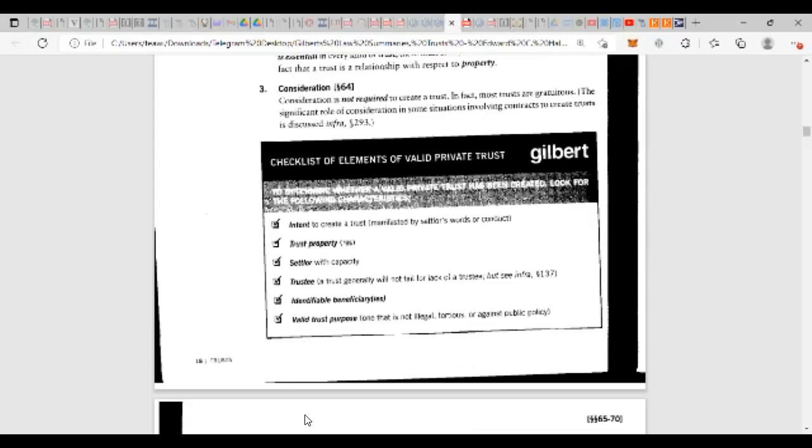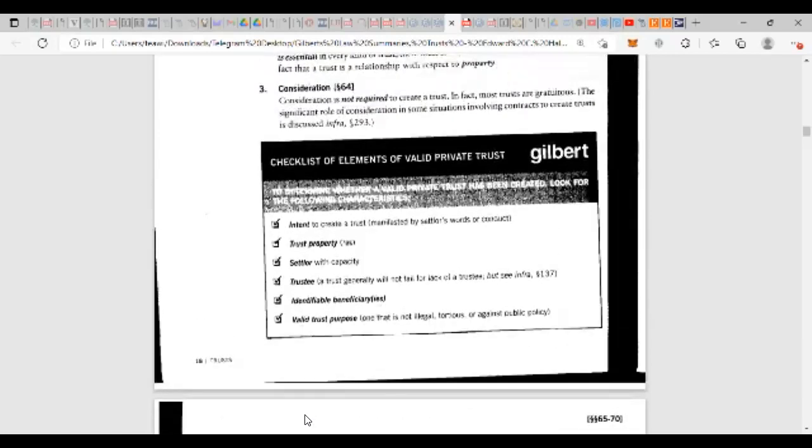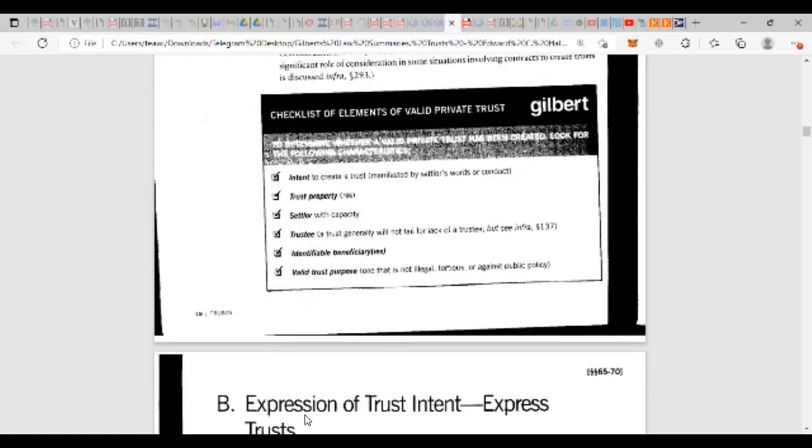3. Consideration, Section 64. Consideration is not required to create a trust. In fact, most trusts are gratuitous. The significant role of consideration in some situations involving contracts to create trust is discussed in Section 293, infra. Checklist of elements of a valid trust, which we just went over, so we'll discuss it again.